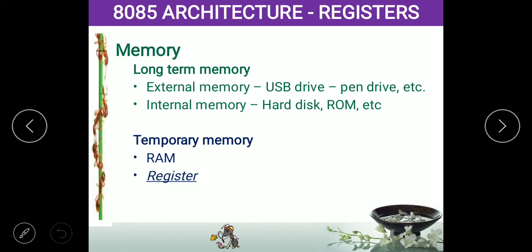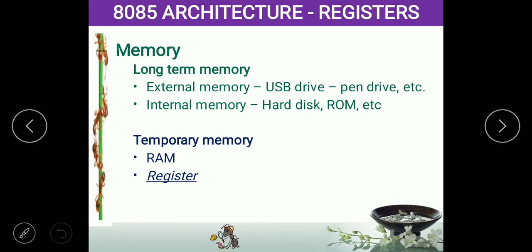normally memory is divided into two categories. One is long term memory, another is short term memory. Long term memory means USB disk, hard disk or pen drives, EPROM, read only memory. All these are called long term memory, where the data is stored for a long time. Even if you switch off the system or plug out the power, the data in the hard disk remains the same. After you switch it on, you can retrieve that same data. That is what we call long term memory.